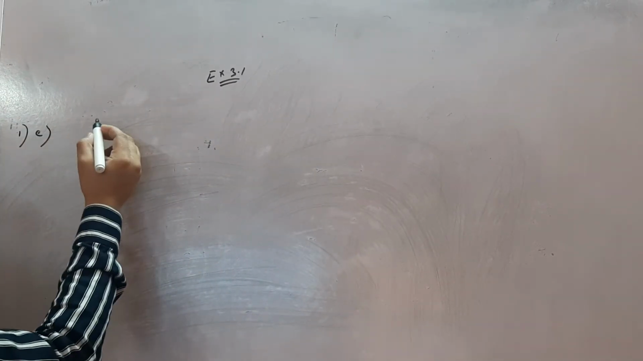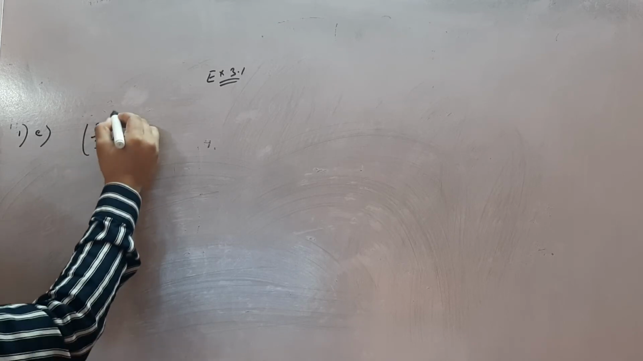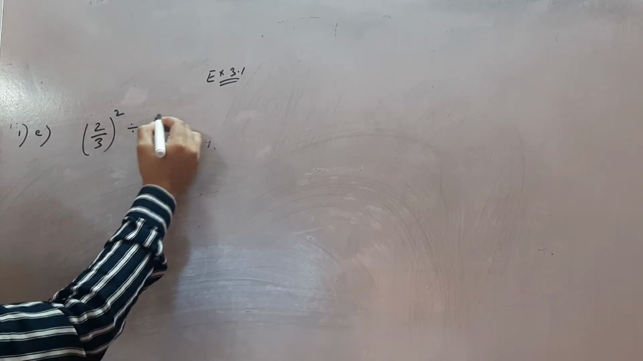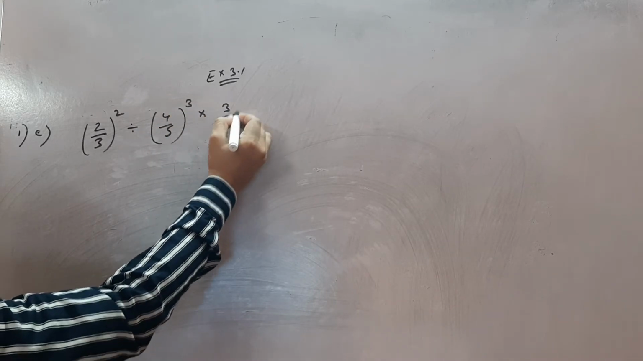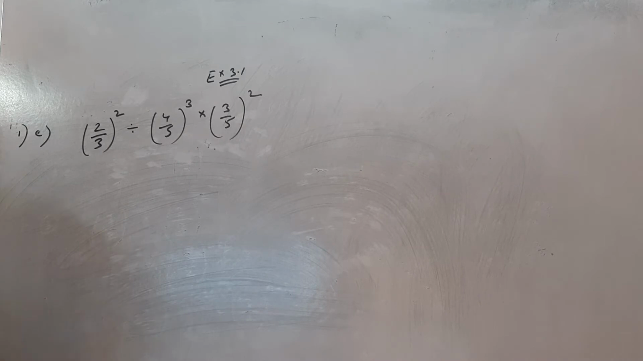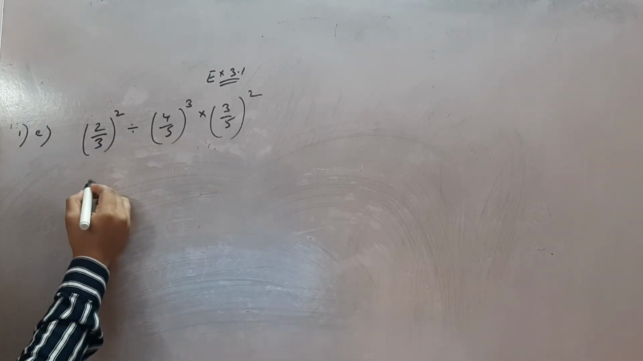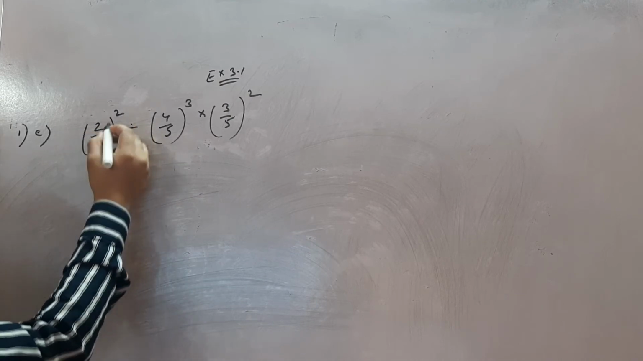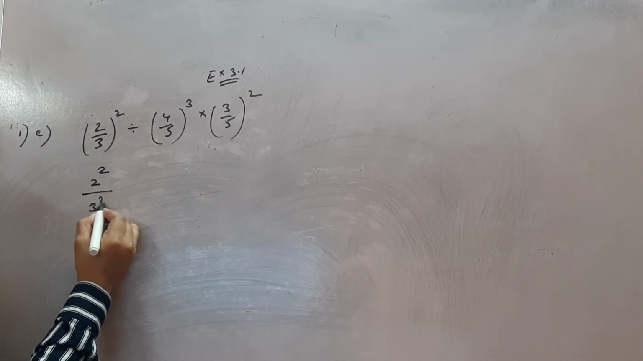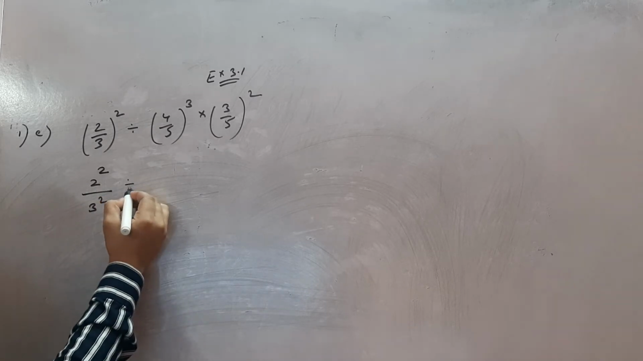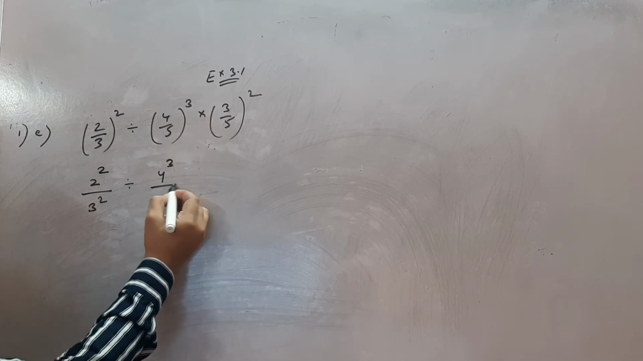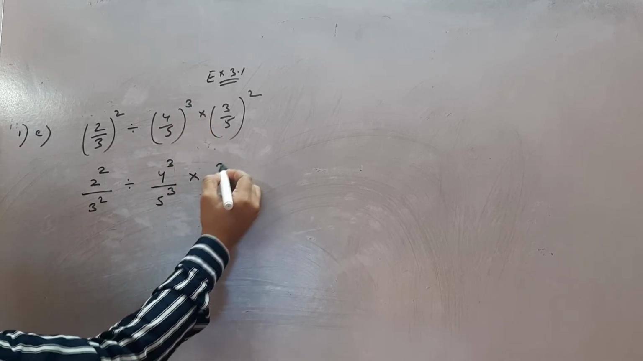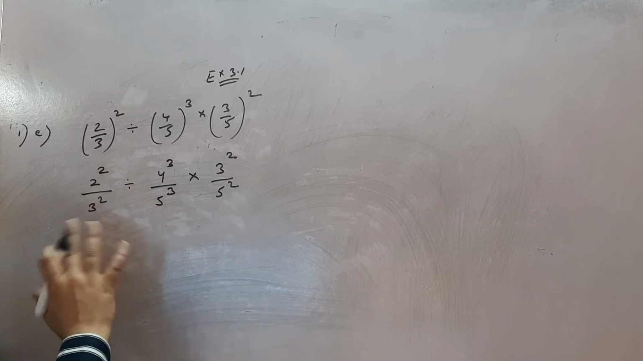Subpart E: (2/3)² divided by (4/5)³, times (3/5)². Okay, all the bases are different from each other. The power applies to both terms: 2² and 3², divide sign, this power is for both, 4³ and 5³, then 3² and 5². First of all, we open all the brackets.